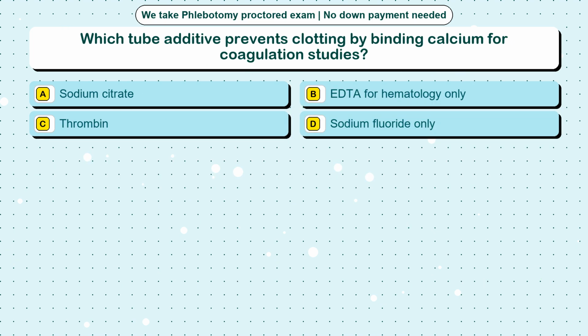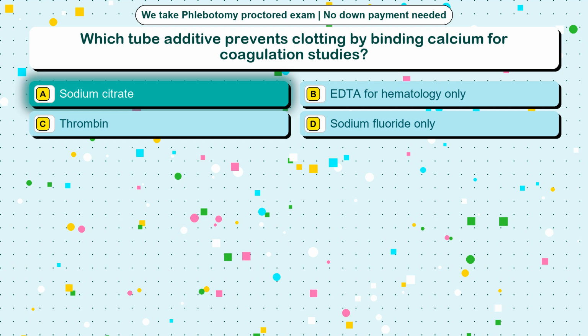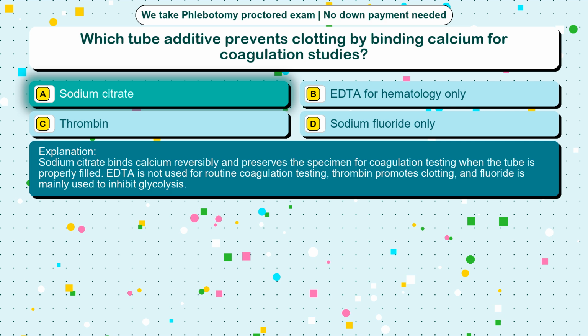Question 38. Which tube additive prevents clotting by binding calcium for coagulation studies? Option A. Sodium citrate. Option B. EDTA for hematology only. Option C. Thrombin. Option D. Sodium fluoride only. The correct answer is option A. Sodium citrate. Sodium citrate binds calcium reversibly and preserves the specimen for coagulation testing when the tube is properly filled. EDTA is not used for routine coagulation testing. Thrombin promotes clotting, and fluoride is mainly used to inhibit glycolysis.